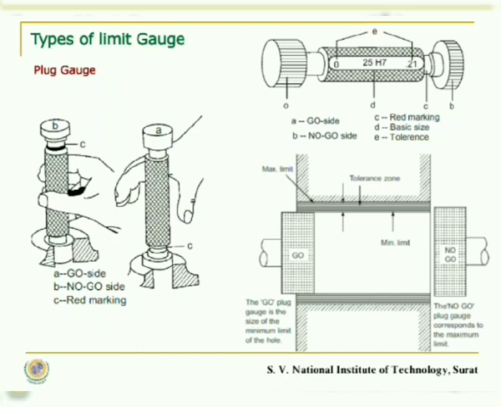From the figure on the left, it is interesting to note that the go side should definitely enter into the dimension and the no go side of the gauge should not enter into the dimension. When you try to understand the same using the figure on the right, the go dimension is adjusted with the lower limit of the tolerance zone. Similarly, the no-go dimension is adjusted with the upper limit of the tolerance zone.